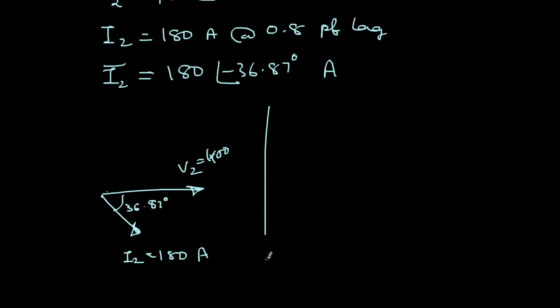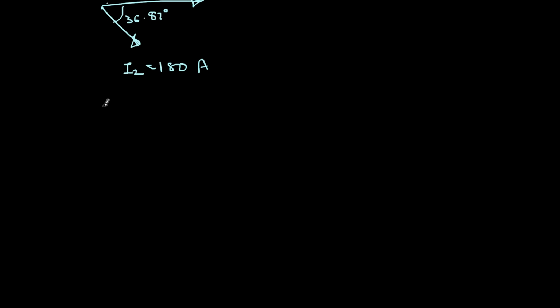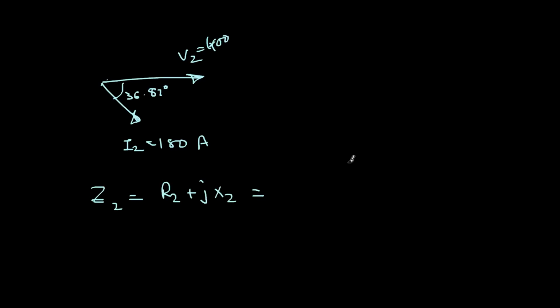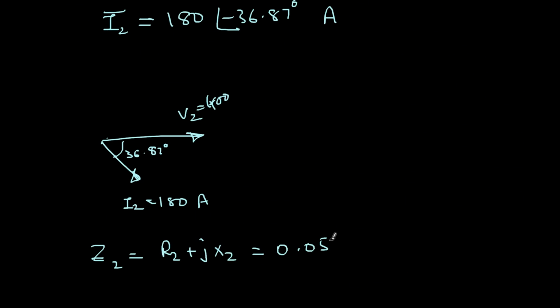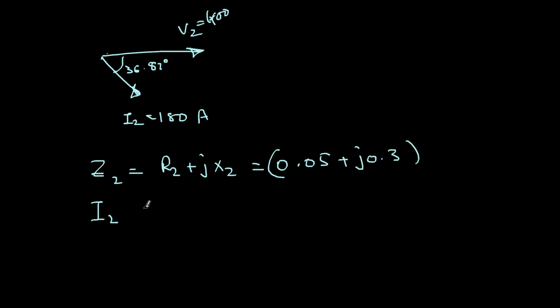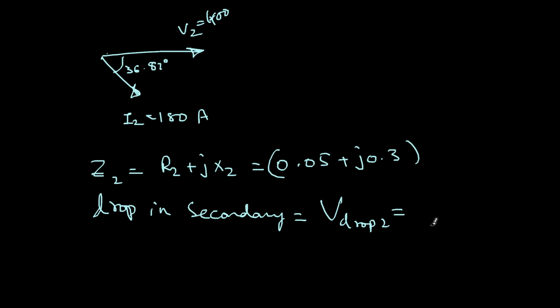So what is Z2? R2 plus JX2, which is nothing but 0.05 plus J 0.3. So this multiplied by I2 will give me the drop in the secondary, V drop 2. So let's do that, I2 Z2.